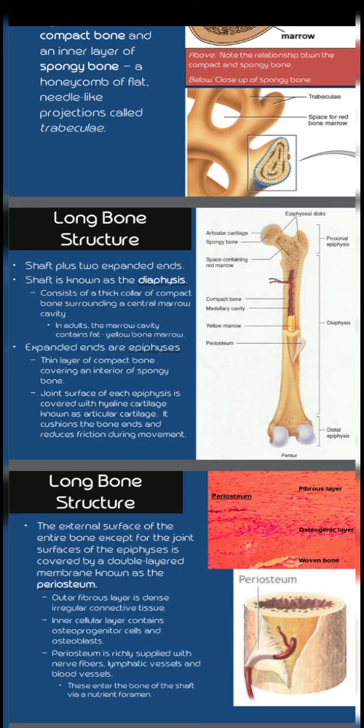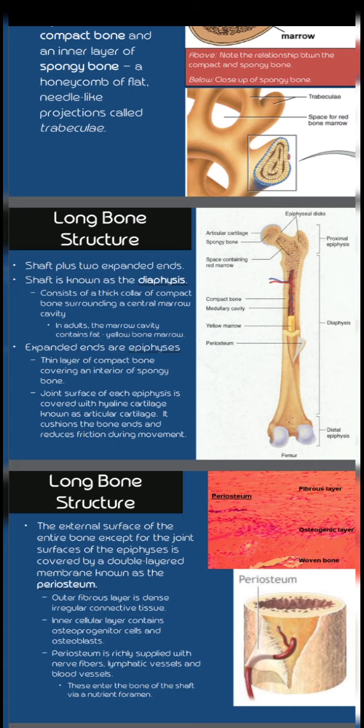The shafts of the long bones consist of a thick collar of compact bone which surround a central bone marrow. Spongy bone is in a very thin layer, or it is not seen in long bones in mature individuals. In adults, this narrow cavity of bone marrow contains fat, so it is known as yellow bone marrow. Red bone marrow is that bone marrow which produces blood cells.